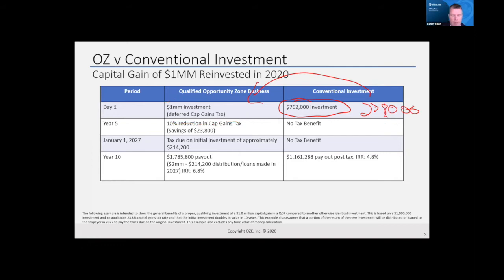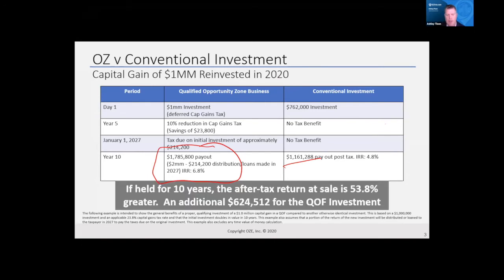If you're in by 2021, you get the 10% reduction in cap gains taxes, which would be $23,800 in this case. So you'd be paying $214,000 instead of the $238,000. And then this is the real kicker: when you go to pay these taxes after you sell, you're going to net $1.16 million on a traditional investment, and $1.785 million on the opportunity zone investment, which is around 54% higher.